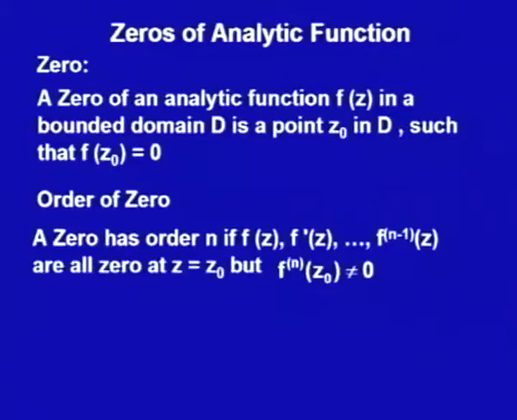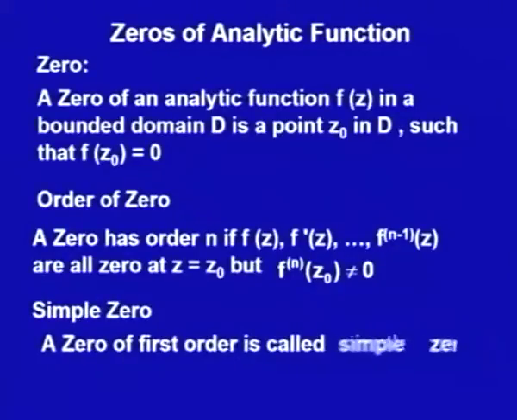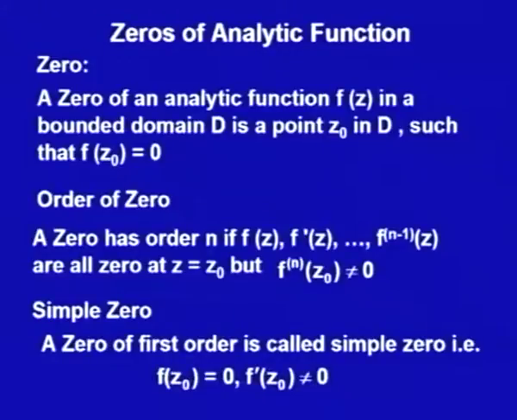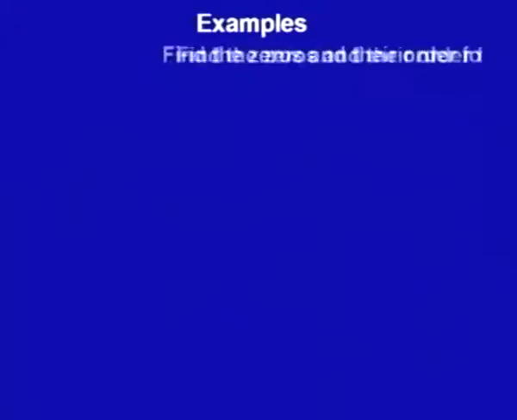A zero of order 1 is called a simple zero. So, a zero of first order is called a simple zero, that is, z naught would be called a simple zero if f(z naught) is 0, but f dash at z naught is not 0. Let us see some examples.